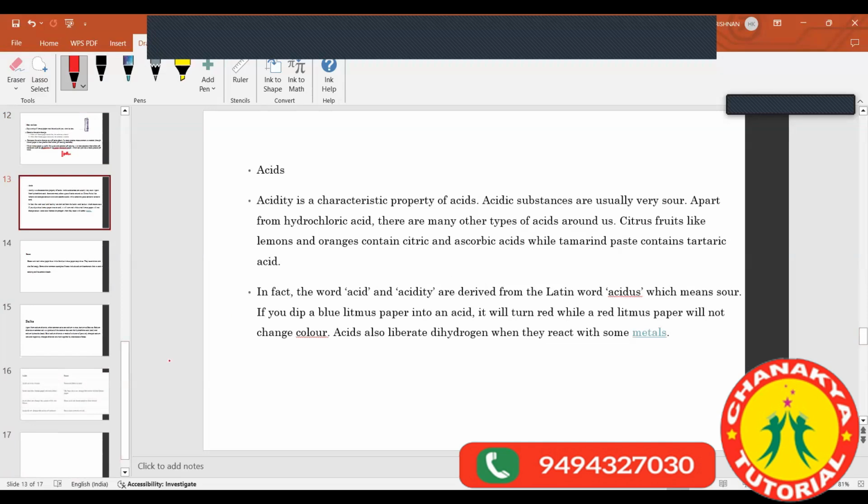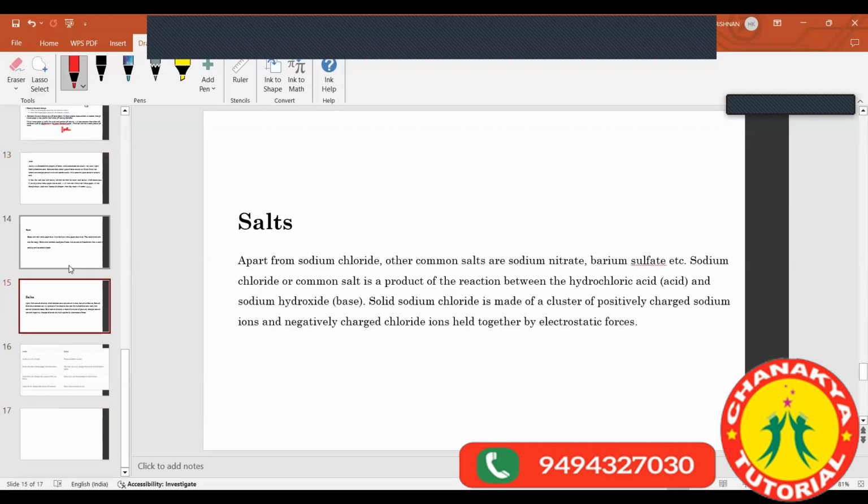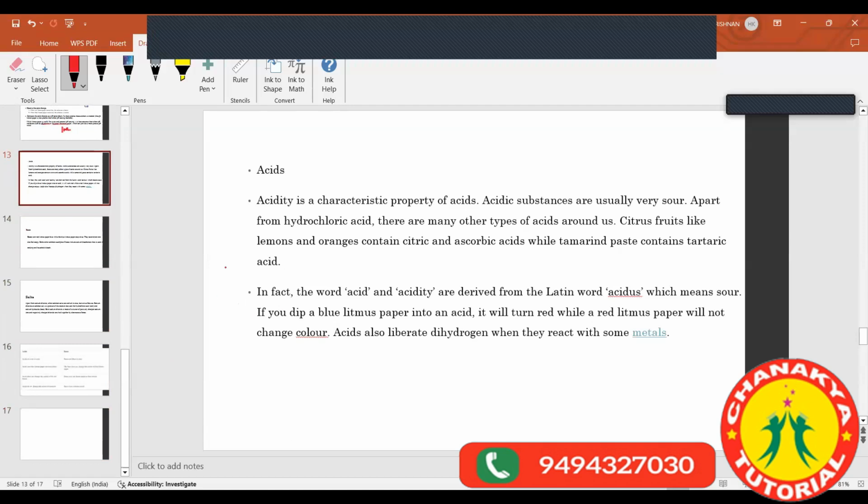We can move to acids. The next slides are very basic only, and after that we'll go somewhat deeper into the chapter. So acidity is a characteristic property of acids. This is a very important point: acids are usually very sour.